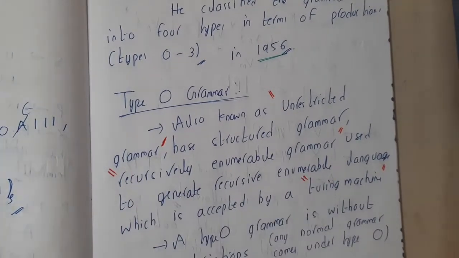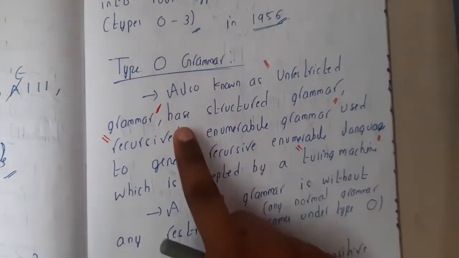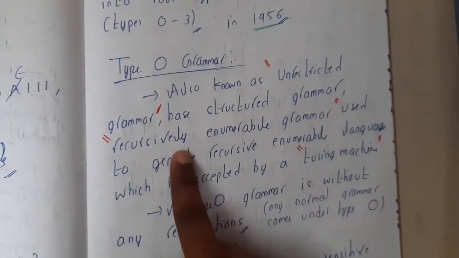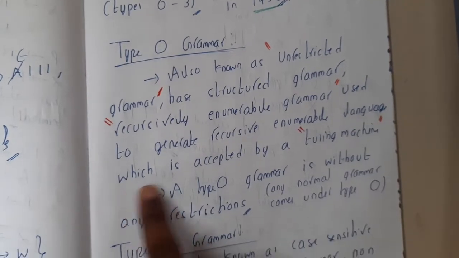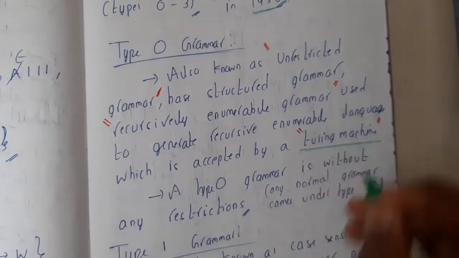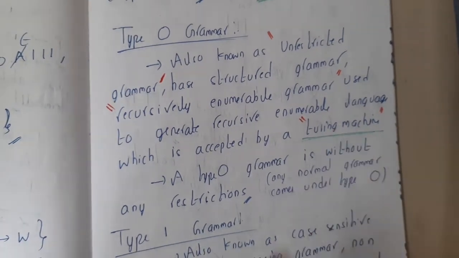I represented this with double quotes. Those statements are really important, guys, because you could get a direct matching question from this. It has a structured grammar, recursively enumerable grammar, used to generate recursively enumerable language, which is accepted by a Turing machine. To be clear, if you ask me which machine is the most powerful machine, I will answer Turing machine, guys.